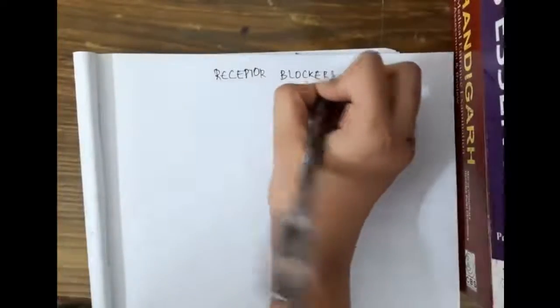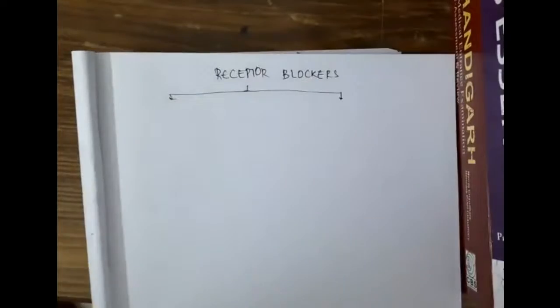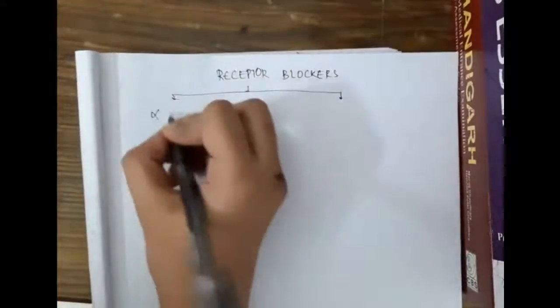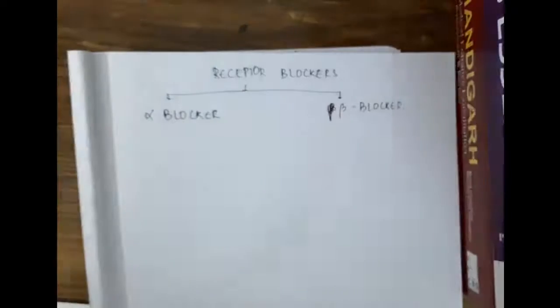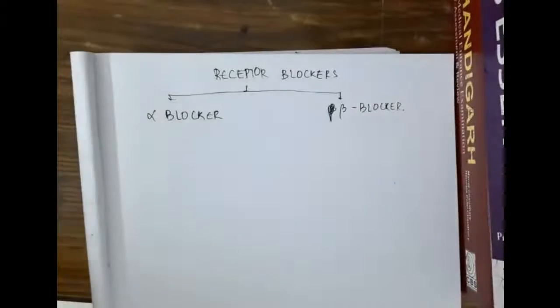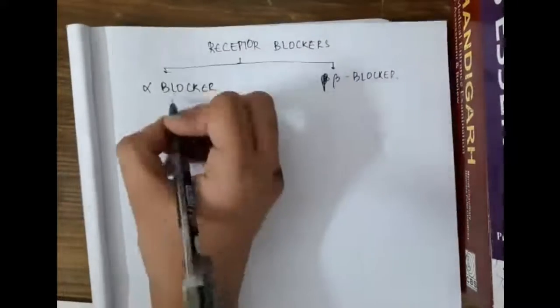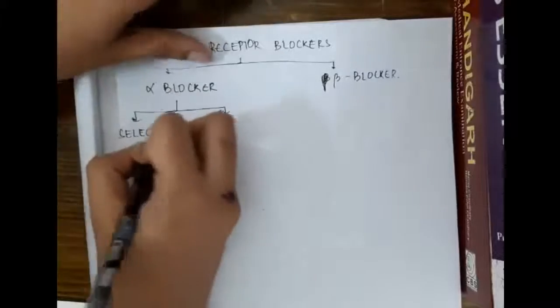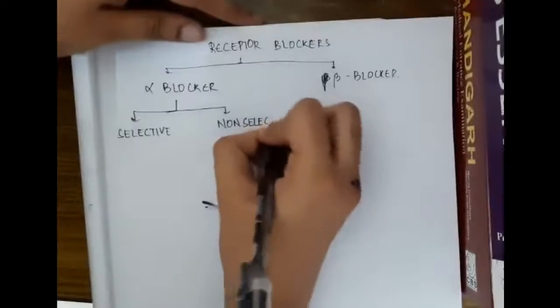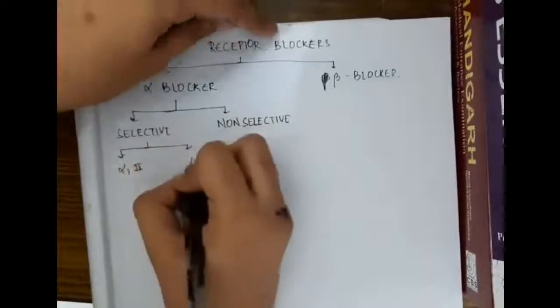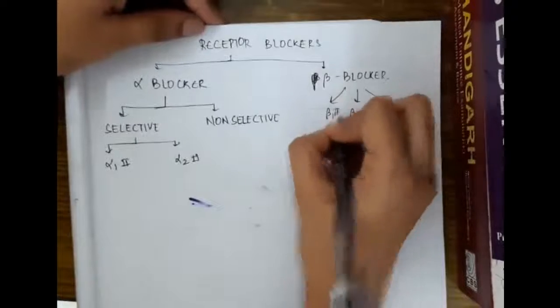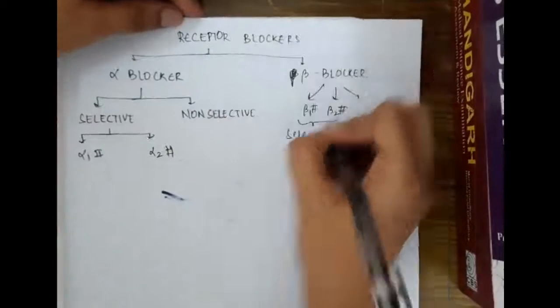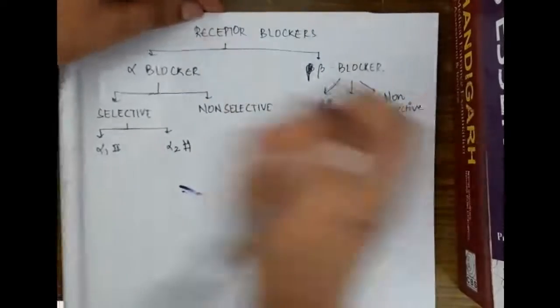Hello friends, let us now learn some important points about the receptor blockers. In the receptor blockers, we have two types: alpha blockers and beta blockers. Alpha blockers can be divided into two types again: selective alpha blockers or non-selective alpha blockers. Selective alpha blockers can be alpha 1 blocker and alpha 2 blocker. Beta blockers are beta 1 and beta 2 blockers, which are selective and non-selective beta blockers.